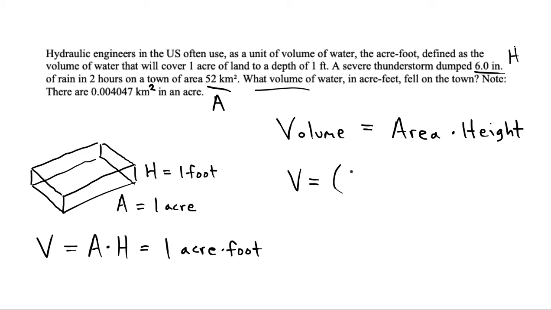So for the area, 52 kilometers squared, and then the height, 6 inches. That's going to give us our volume in kilometers squared times inches. All right, so what I'm going to do is, within my expression, I'm going to introduce the conversion factors that are necessary to fix the units.